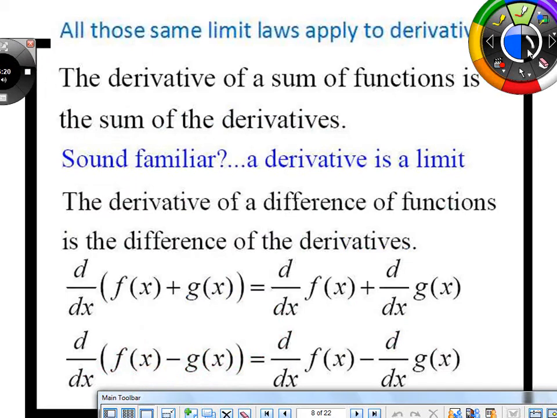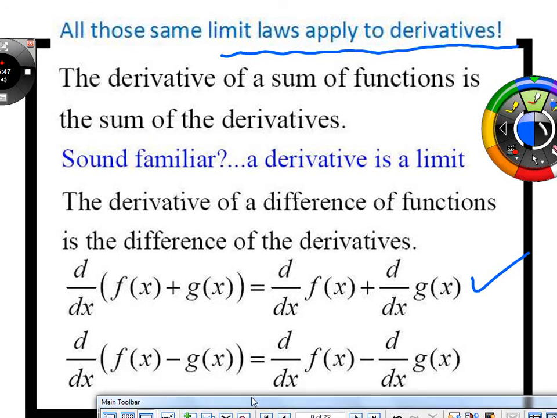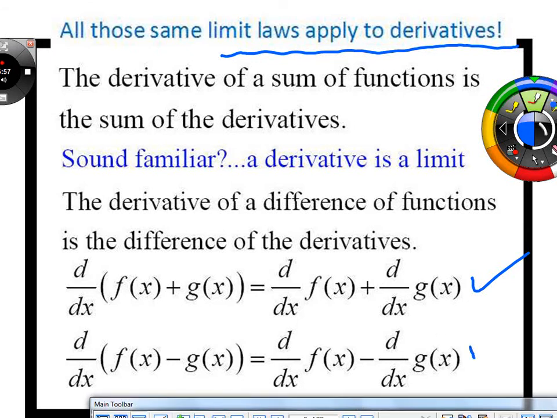Alright. Now remember all those boring laws that we did? I want to say about 9 boring limit laws. Well, all of those limit laws apply to derivatives. So add them equals the same thing, you subtract them equals the same thing. So here are just a couple. This one, the derivative of a sum equals the sum of each of the separate derivatives. I think you might remember that with limits. And then remember we said the limit of a difference is the same as the difference of the limits. Well, same thing with derivatives. Alright, check.